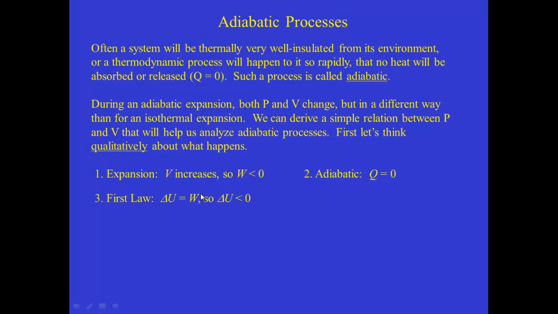So now what are the consequences for the first law? Well, the first law says delta U is Q plus W. Q is zero, so delta U is equal to W. W is less than zero, so delta U is less than zero. And we can then draw one more conclusion about the temperature, because delta U is proportional to delta T. So if delta U goes down, that must be because the temperature goes down. And we have deduced very simply that in an adiabatic expansion, the temperature decreases. And by contrast, if it were an adiabatic compression, the temperature would go up.